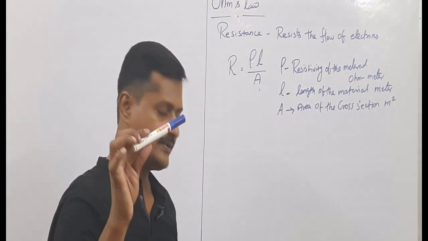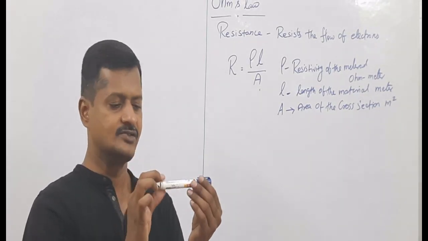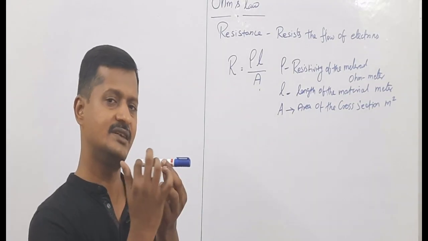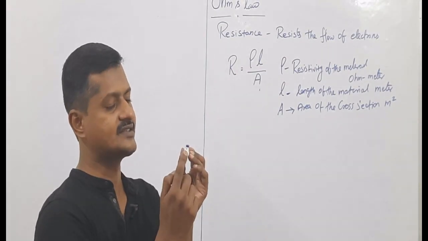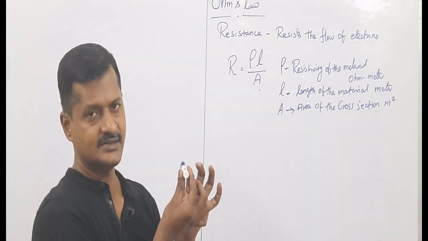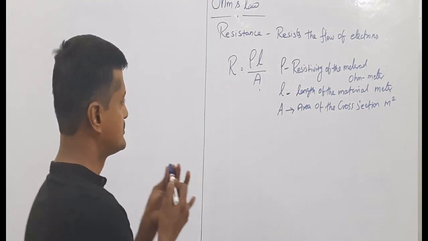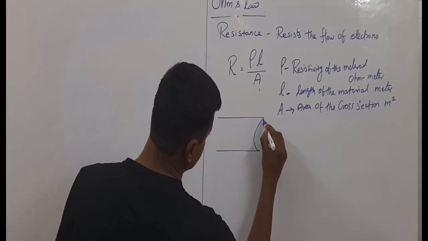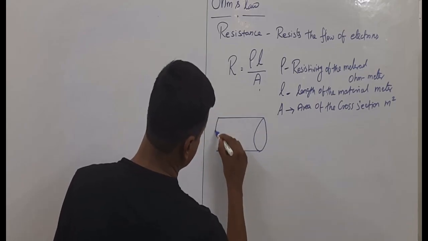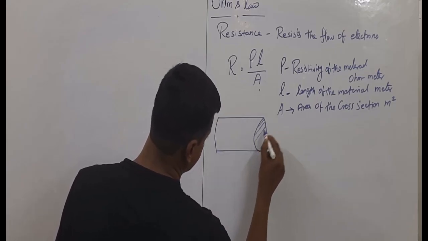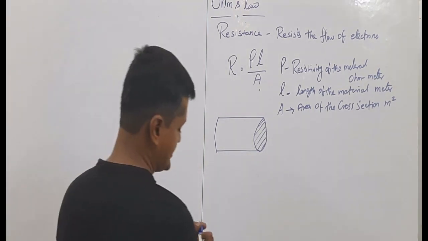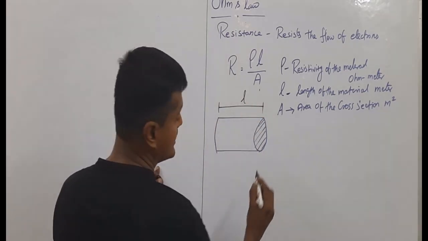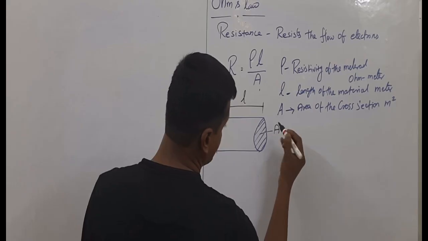So take it as a conductor. So in the conductor இதோட resistivity எதை டிபெண்ட் பண்ணி இருக்கும் அப்படின்னா the length of the conductor and cross section area. Cross section area ங்கிறது how thick this conductor is, that is called cross section area. So here this is the conductor, this is the cross section area, and this is the length of the conductor.